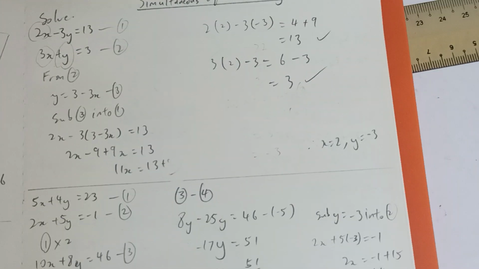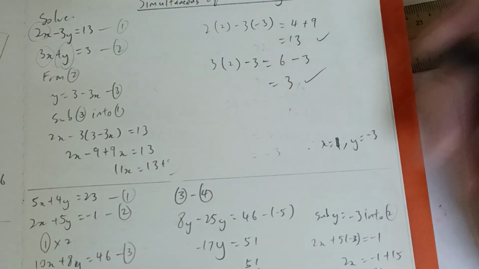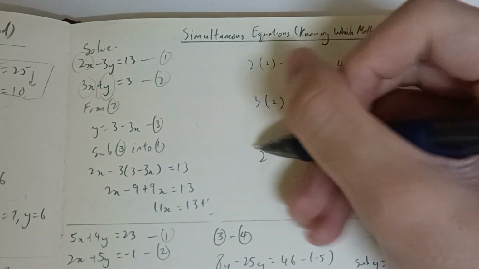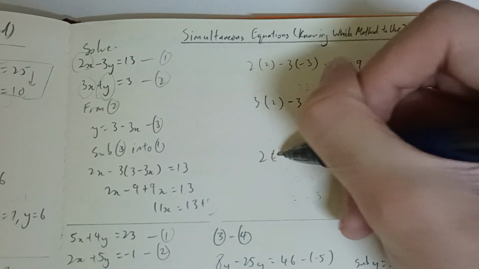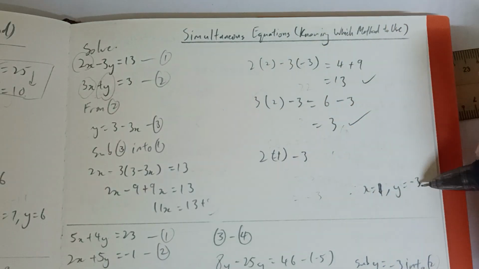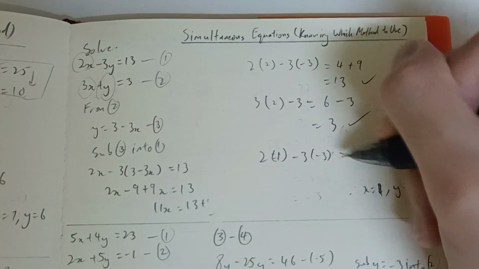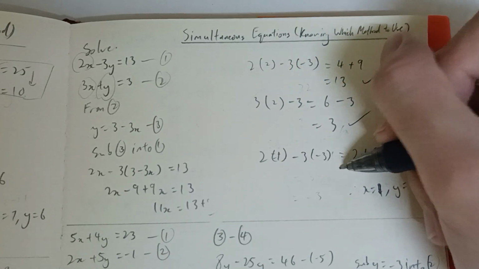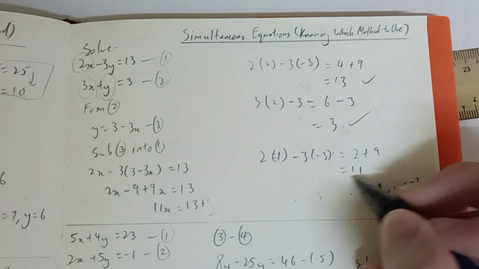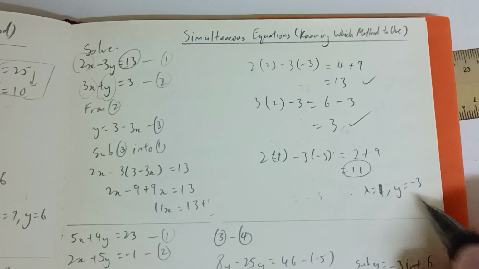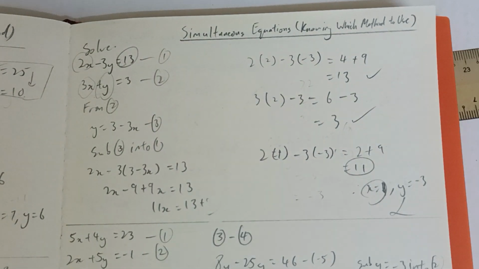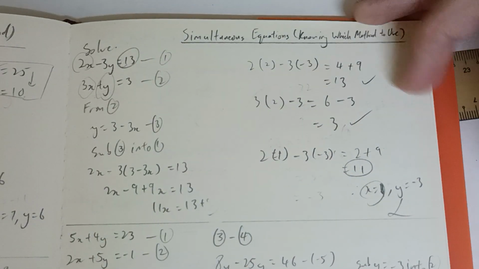Now, how do you know if your answer is wrong? Let's just say x is 1. So let's just substitute it back into 1. So x is equals to 1. So bracket 1 minus 3, and 3, 2 plus 9 equals to 11. So because it's equal to 11 and not equals to 13, I know that x cannot be 1. So that's how to check if my answer is correct.